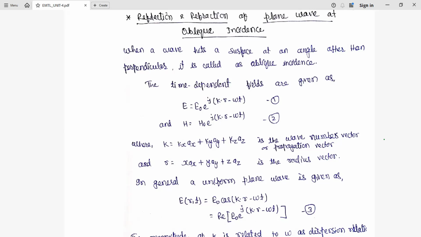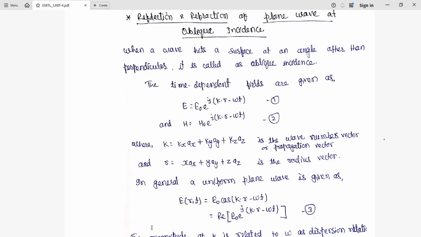What will be the situation of the parallel polarization? There we will try to find the angle that is called the Brewster angle, and later we'll have a discussion about the critical angle also. As we proceed one by one, we have multiple equations for the electric field as well as the magnetic field. With the help of that, we are going to discuss reflection and refraction of plane wave at oblique incidence.